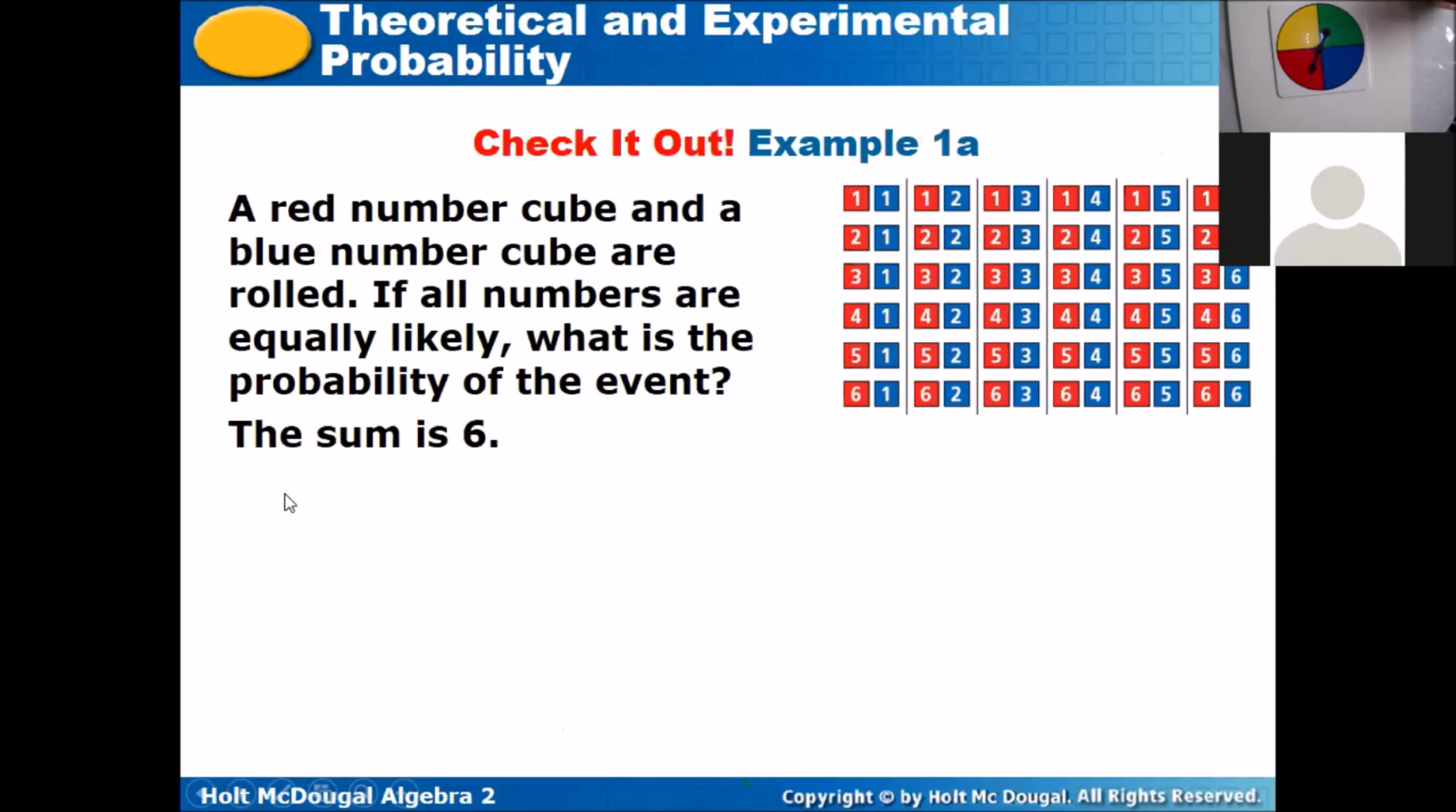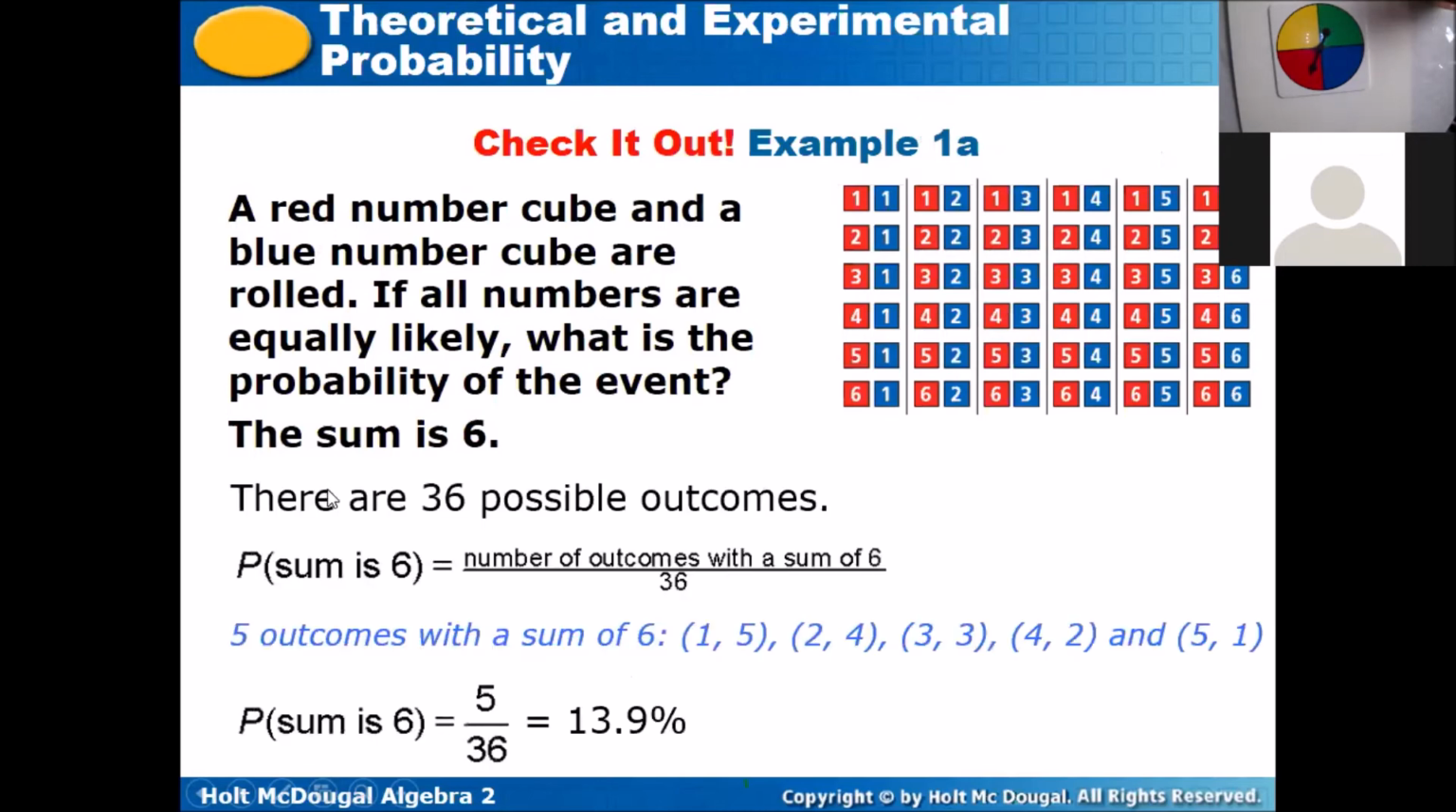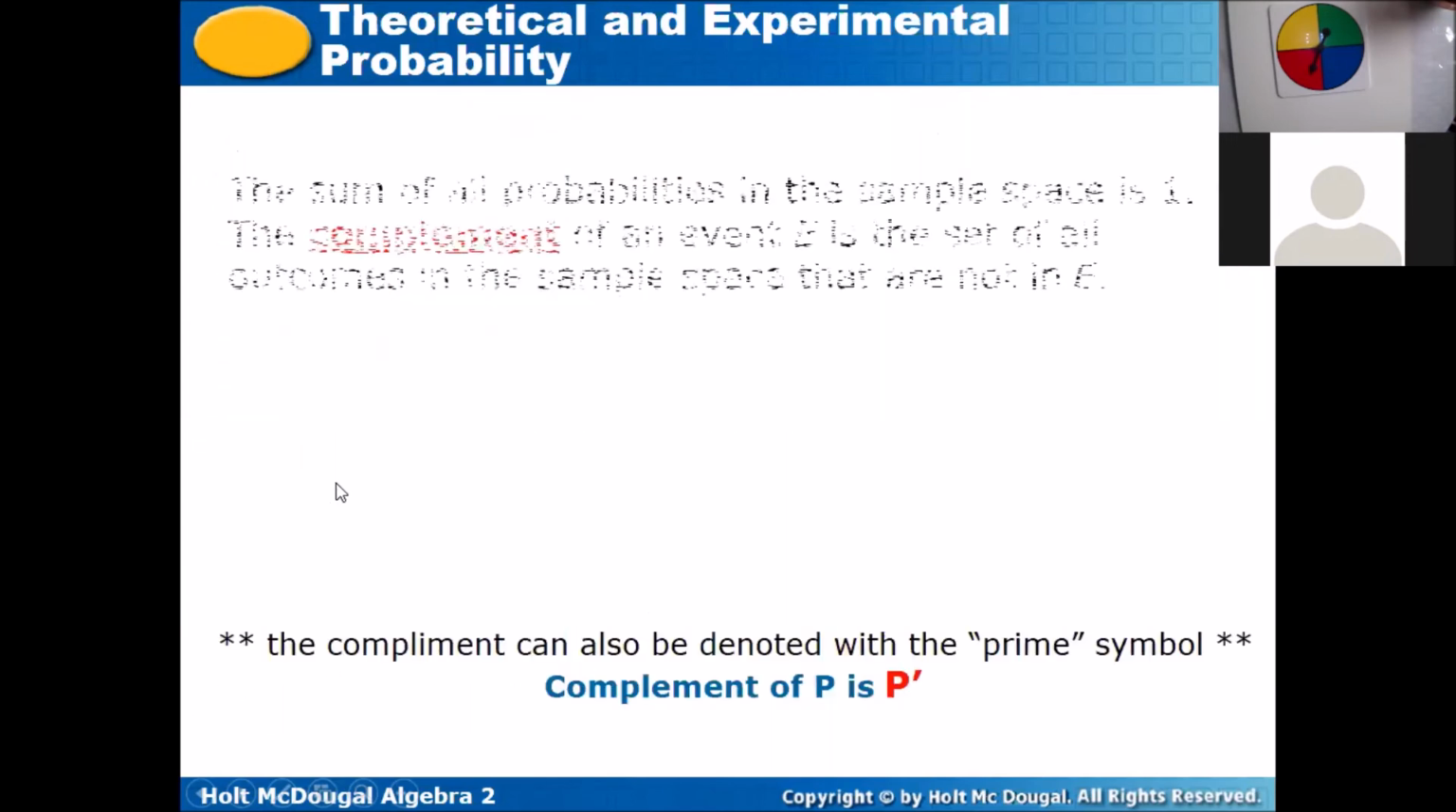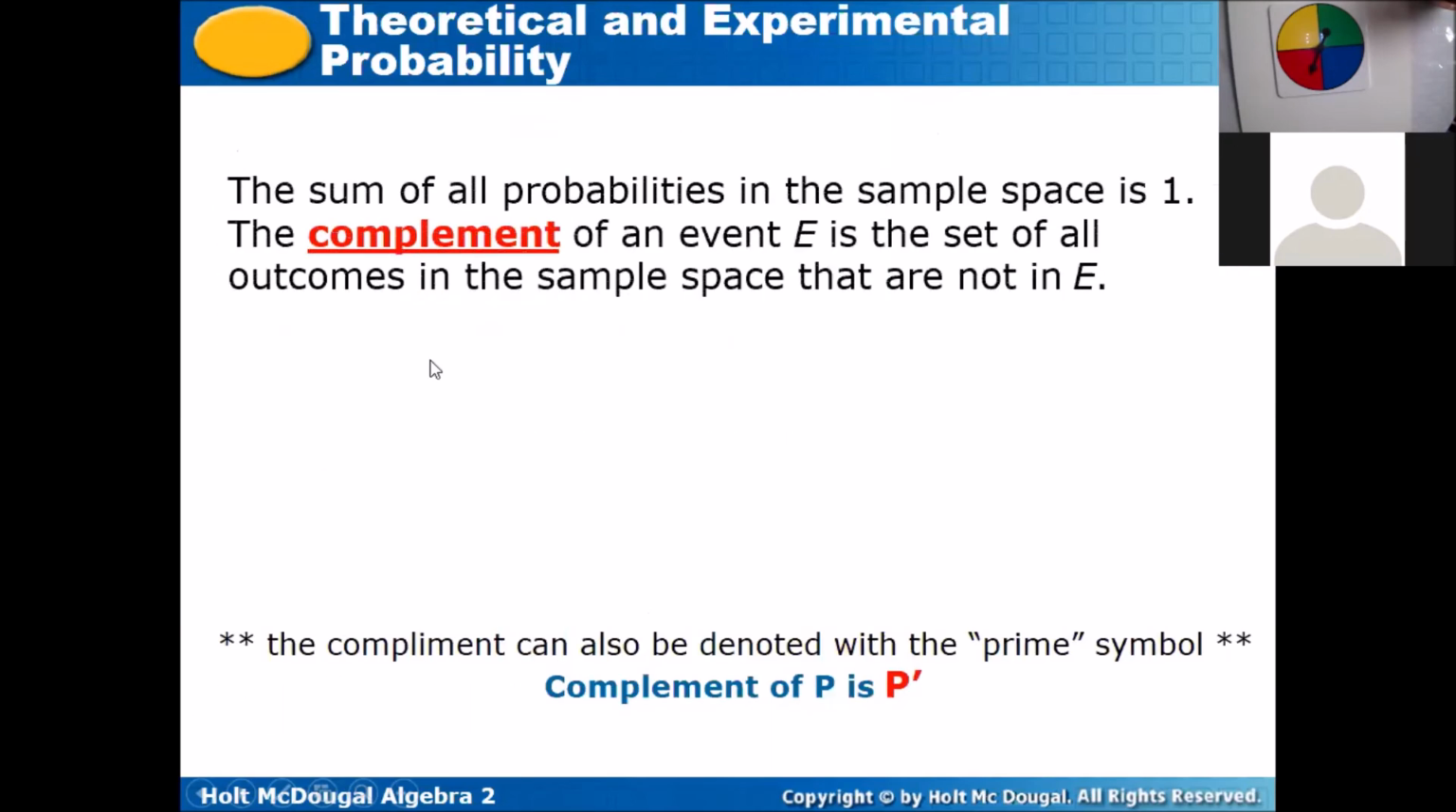So I'm not going to go over the check it outs with y'all, but I am going to jump into example 2. So I'm going to go ahead and go forward here with you guys and show you. So this one, then the next thing that we're going to talk about are complements. So basically the complement is when something doesn't happen, okay?